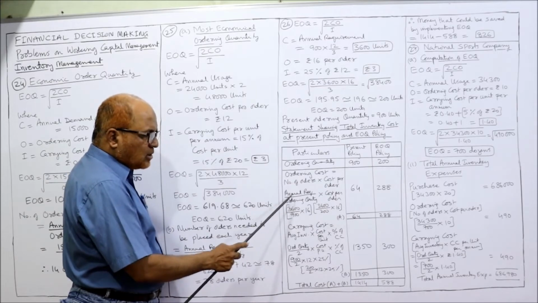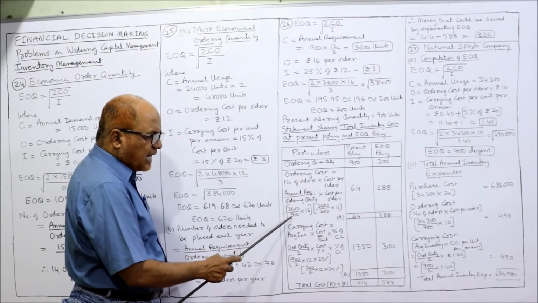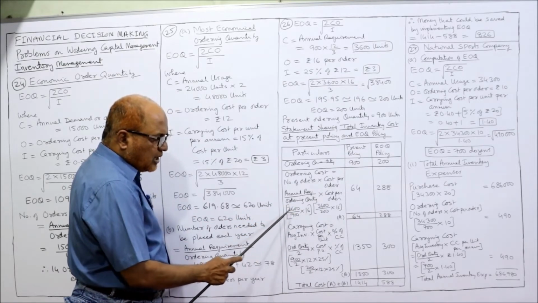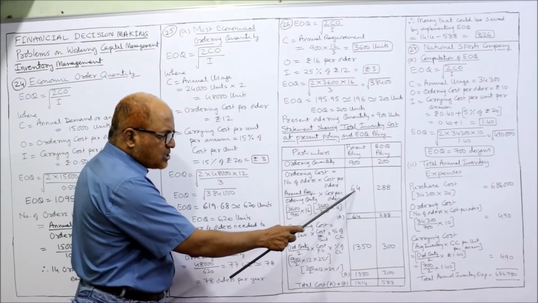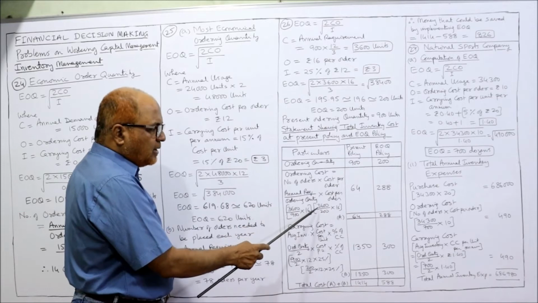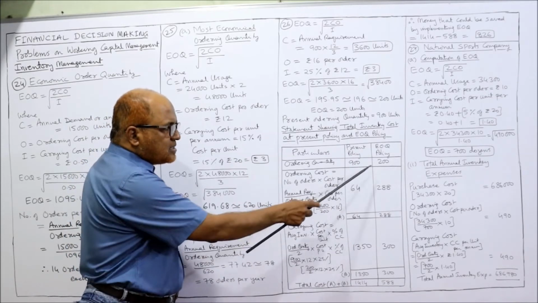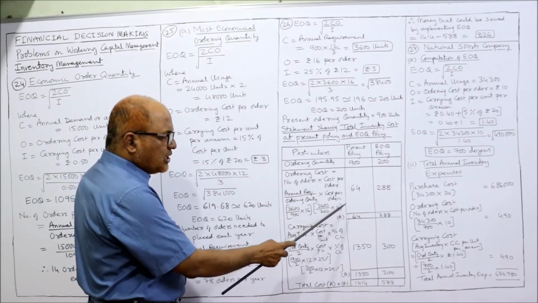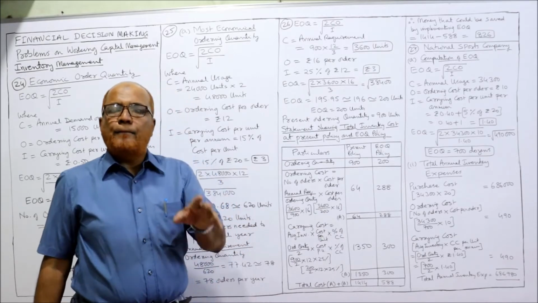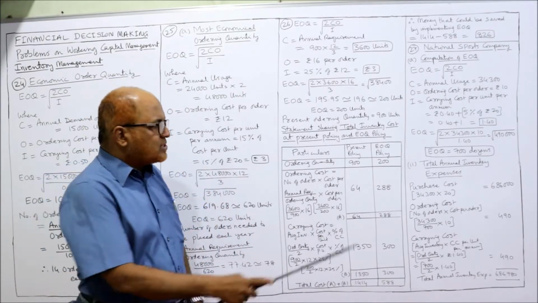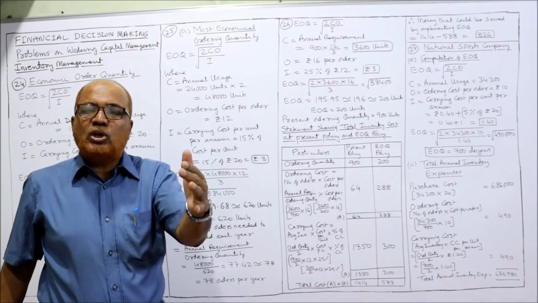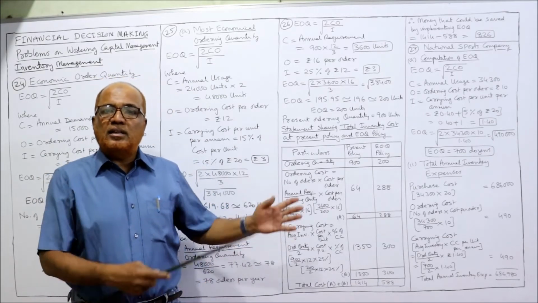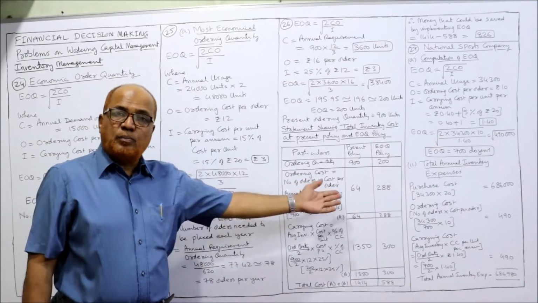Present policy: 3600 annual requirement, ordering quantity is 900, cost per order 16 rupees. So 3600 by 900 into 16, you will get 64 rupees. In the EOQ policy, 3600 divided by 200, the ordering quantity is 200. So 3600 by 200 into 16 is 288. So compare. Presently, we have an ordering cost of 64 rupees, but if we follow EOQ, the ordering cost comes to 288. But don't jump to the conclusion that the present policy is better because the ordering cost is less.